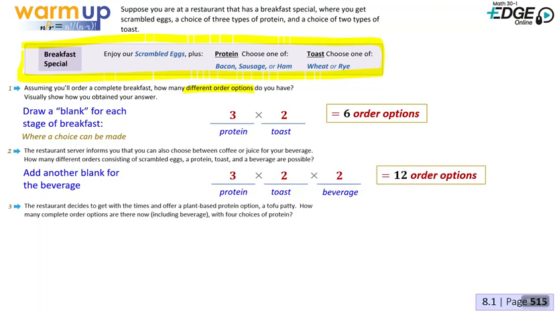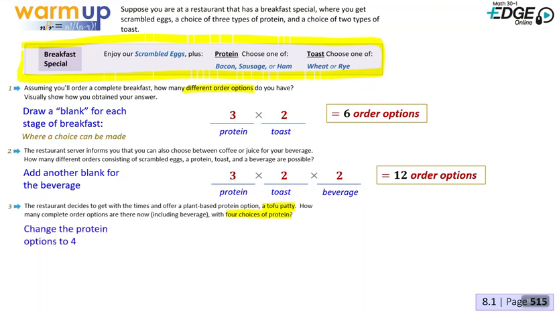Finally, what if the restaurant updated its menu and offered a plant-based option, a tofu patty? Now we have to think for a second, is the tofu patty going with the eggs or is the tofu patty going with the bacon, sausage, and ham? Oh, it says it's plant-based protein and later says how many complete order options are there, including a beverage, with 4 choices of protein. So it's made it pretty clear that the tofu patty is an alternative to the bacon, sausage, or ham, not to the scrambled eggs.